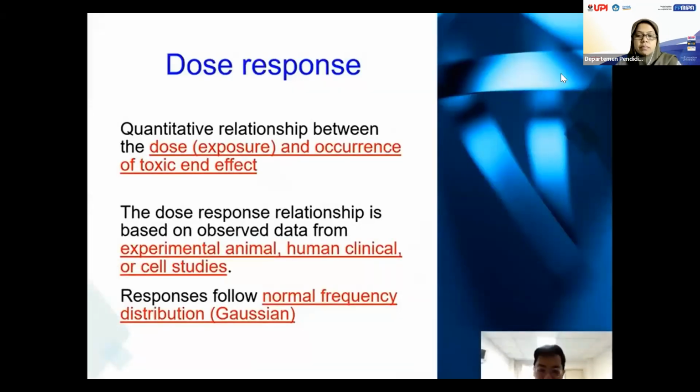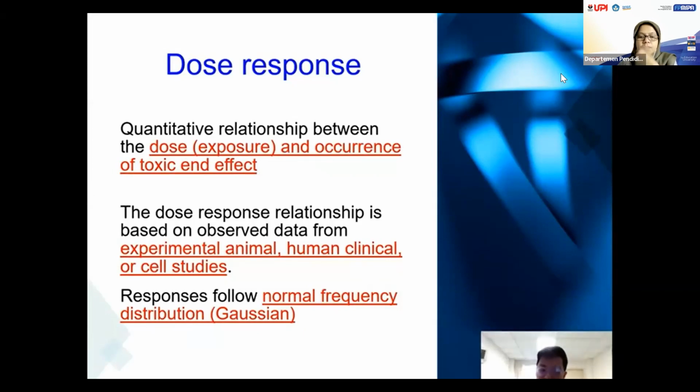So when you talk about dose response, first we need to understand what exactly is this dose response relationship. This dose response relationship means that it is a quantitative relationship, which means that this kind of relationship can be quantified. We know the exact amount. The quantitative relationship between the dose, meaning how much it is, and the occurrence of toxic effect, which means we know how much amount of dose can cause how many population to have this kind of toxic effect.